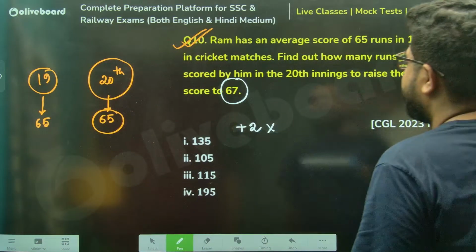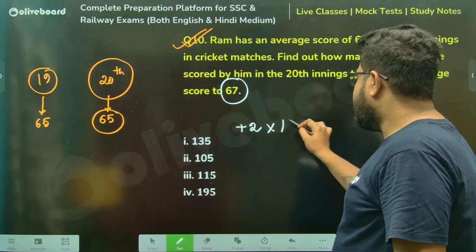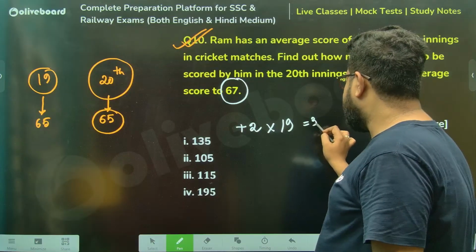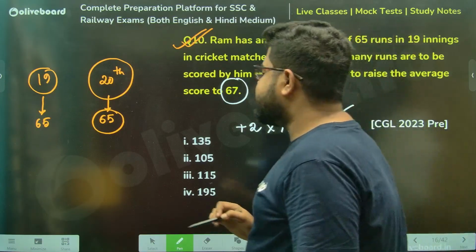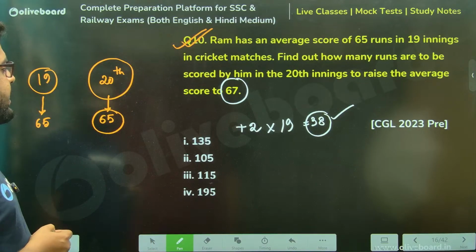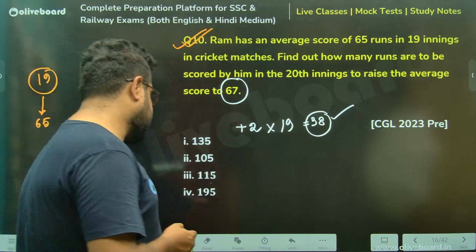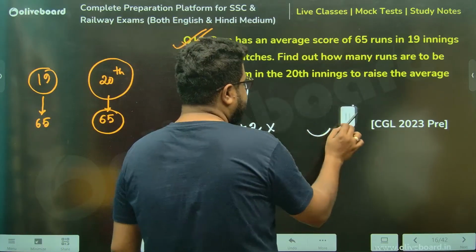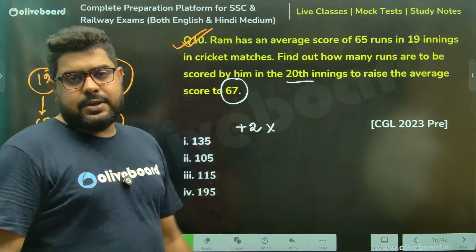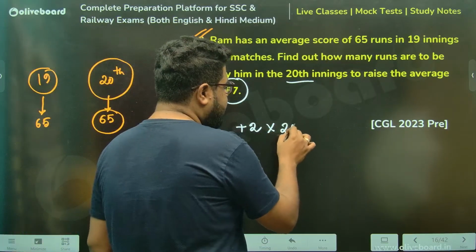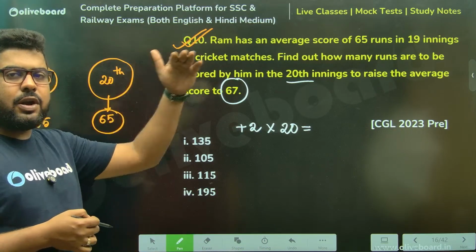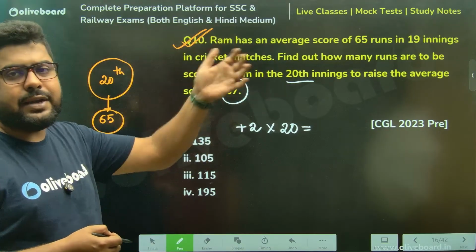You will say the average has increased by 2 for the 19 other innings apart from the 20th one, so total 38. Sorry, my mistake. Look, they have given us a total of 20 innings, and they are asking about the 20th innings. So the average has increased by 2 for all 20 innings, because for the 20th innings I have also taken 65. The average has gone up to 67, meaning increased by 2 for all 20 innings.